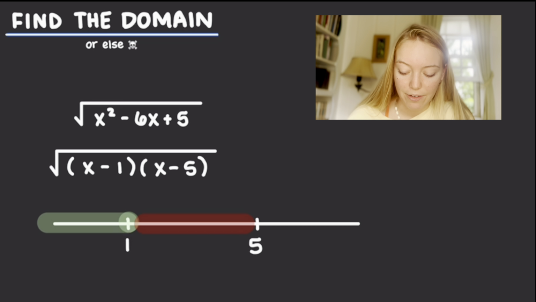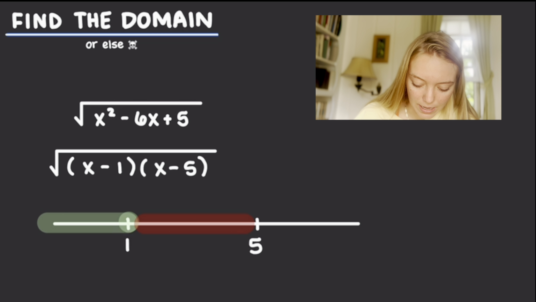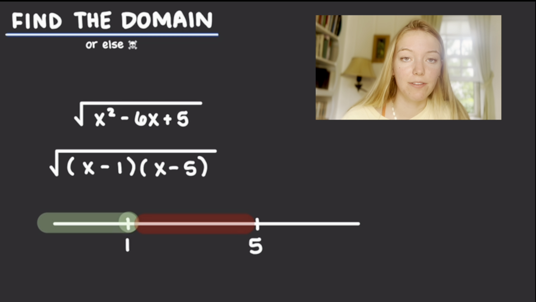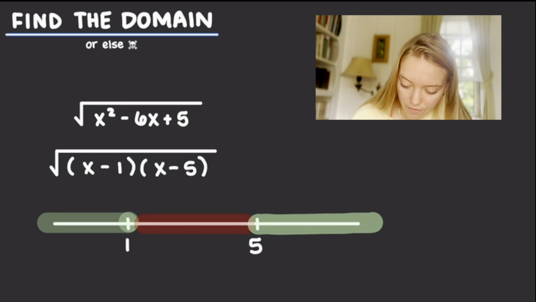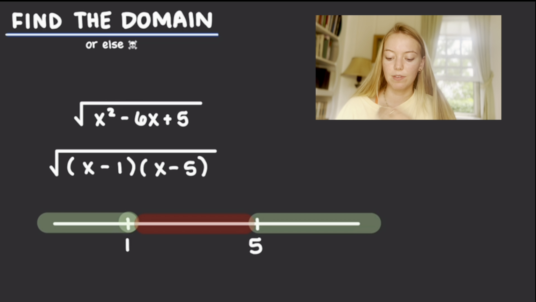What's on the right side of 5? Let's plug in 6 for this example. That's going to give us 5 and 1. Those are two positive numbers. That's going to be a positive in the square root, not a problem. So everything to the right of 5 is going to work, including 5, because if we plug in 1 and 5, it's going to be 0, and we can take the square root of 0.